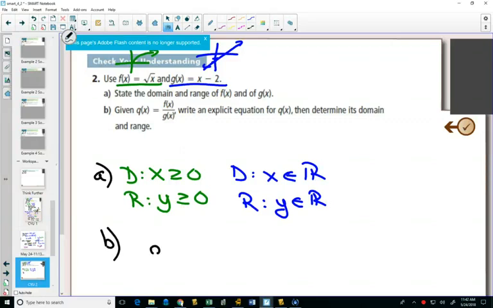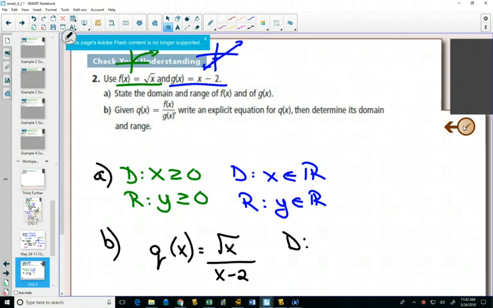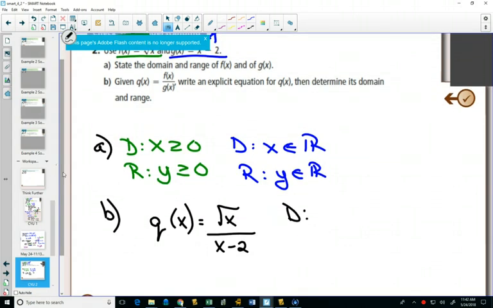In part B, we want to write an explicit equation for q of x, which is f of x divided by g of x. So on the top, I'll write the square root of x divided by g of x, which is x minus 2. And now state the domain and range of this graph. Well, the domain we can find out because of the restrictions. It has to be bigger than or equal to 0 because of the square root. But we also have a non-permissible value when x is 2. So we also have to write x can't equal 2.